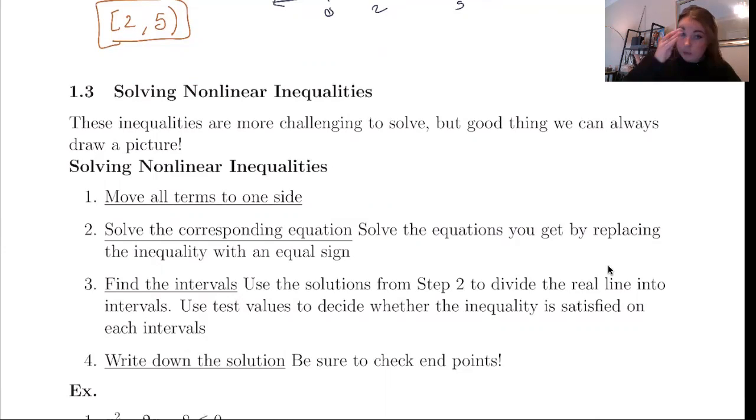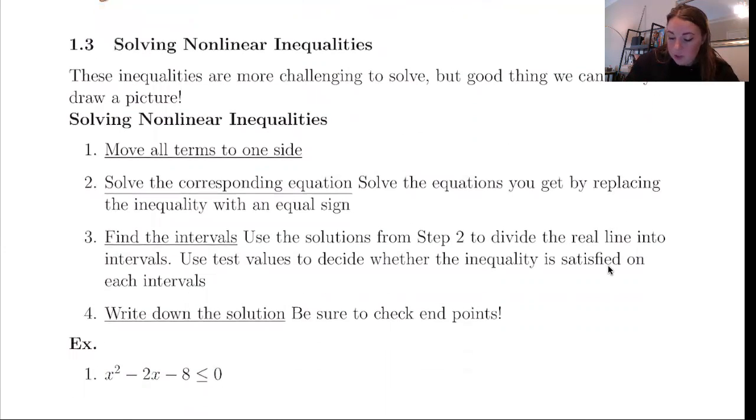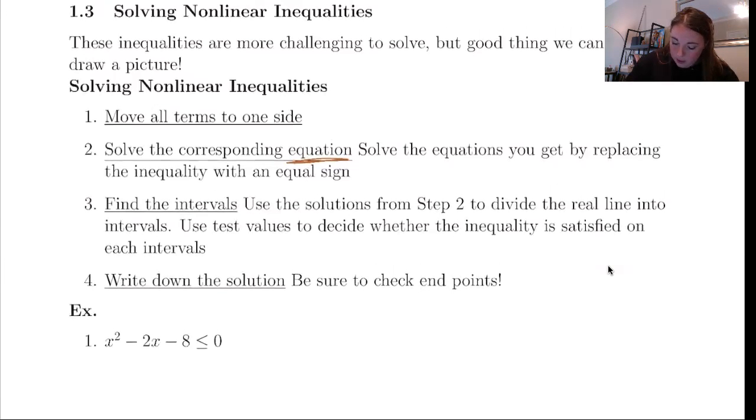Okay, so here are our steps, okay? So we're gonna move all terms to one side. This is pretty similar to when we were solving via factoring, right? I moved everything onto one side so it equaled 0. And then I'm gonna solve the corresponding equation. So what that means is, if you go look at example 1 real quick, I would solve that saying that was an equal sign, right? And then I'm going to solve the equations you get by replacing the inequality with an equal sign.